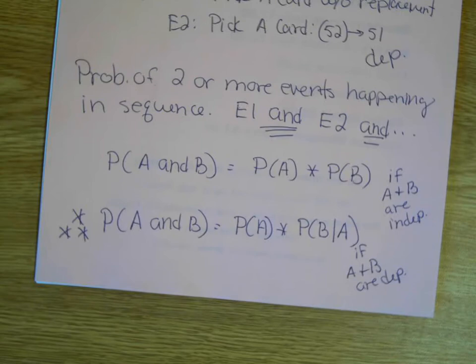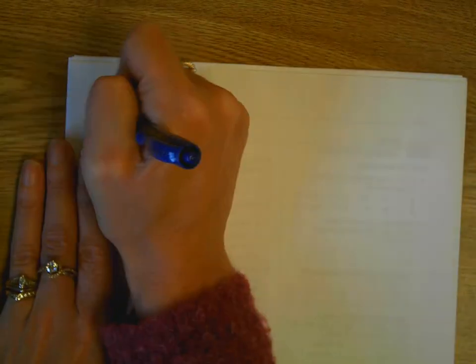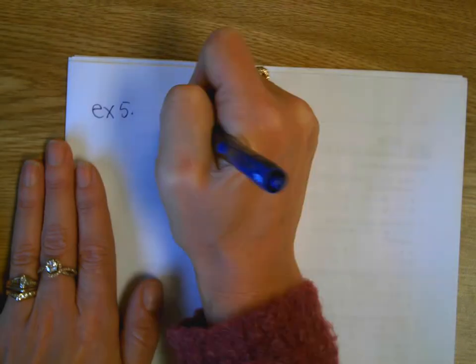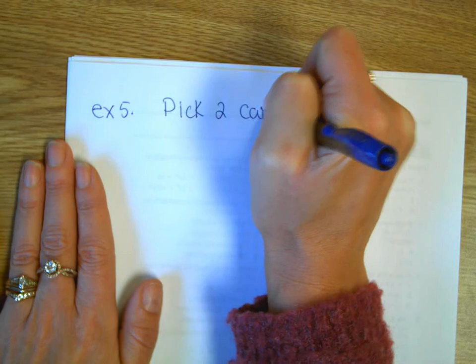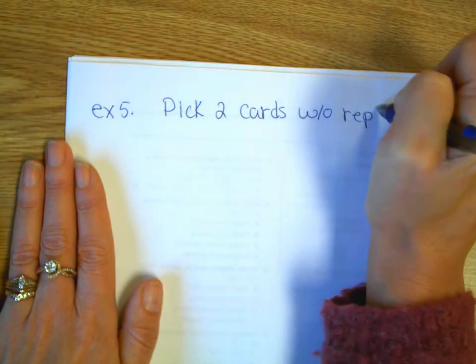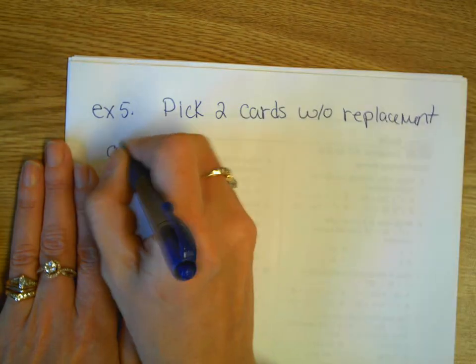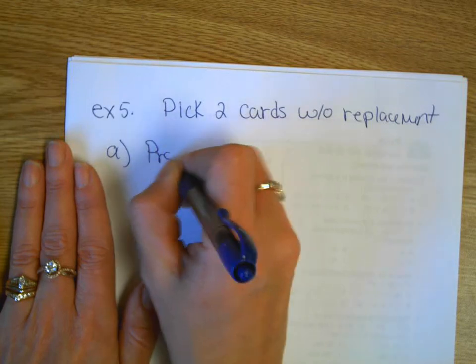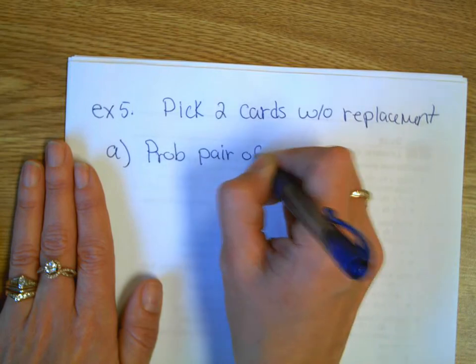Good? We're on our last example. You made it to the end here. Number 5. You're going to pick 2 cards without replacement. What's the probability that you pick a pair of kings?